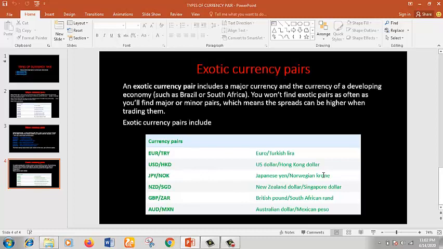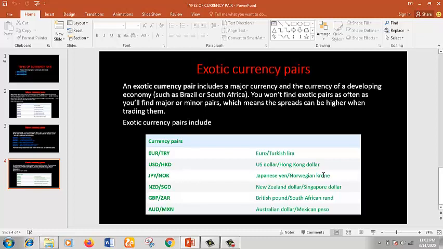We have the New Zealand dollar versus Singapore dollar. This is another developing nation. Then we have the Great Britain pound versus ZAR. ZAR is the South African rand, another developing nation. Then we have AUD versus MXN, which is the Mexican peso. All these are examples of exotic currency pairs. The spread of these currency pairs is usually high, and as such, traders don't fancy trading these pairs. Instead, they concentrate their assets on a major currency or a cross currency.